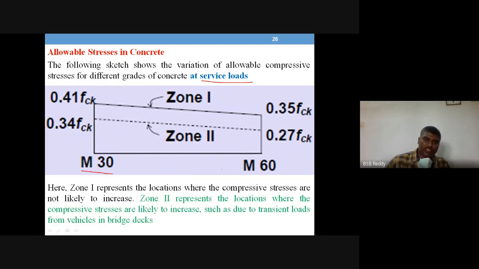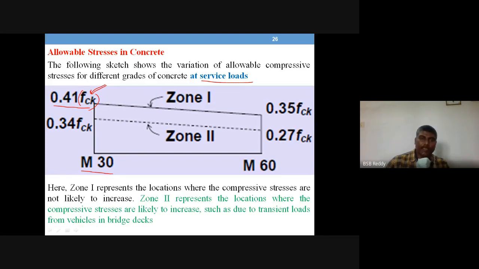For a grade of M30, the value now is 0.41. Now it is FCK, because when you are permitting loads, it is already beyond the 28-day period, so we can always use FCK. The strength of the concrete has already crossed 28 days, so FCK can very well be used.